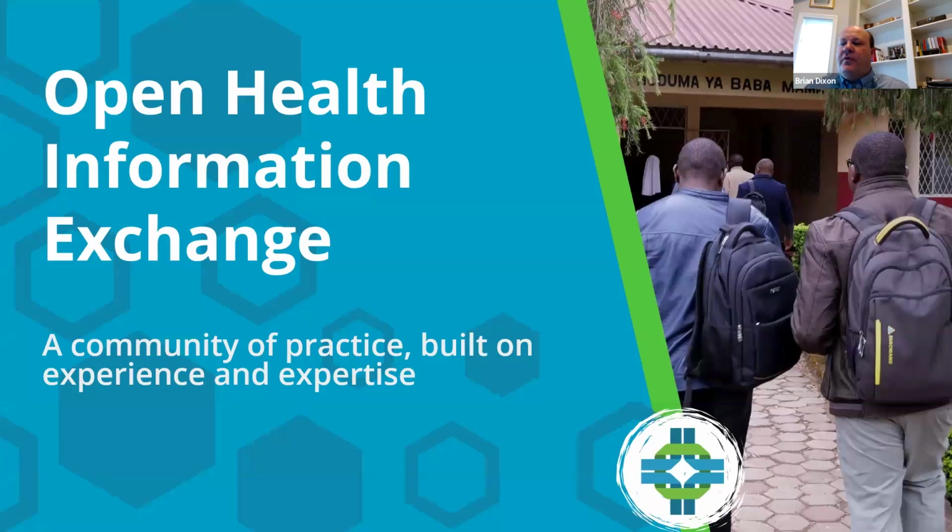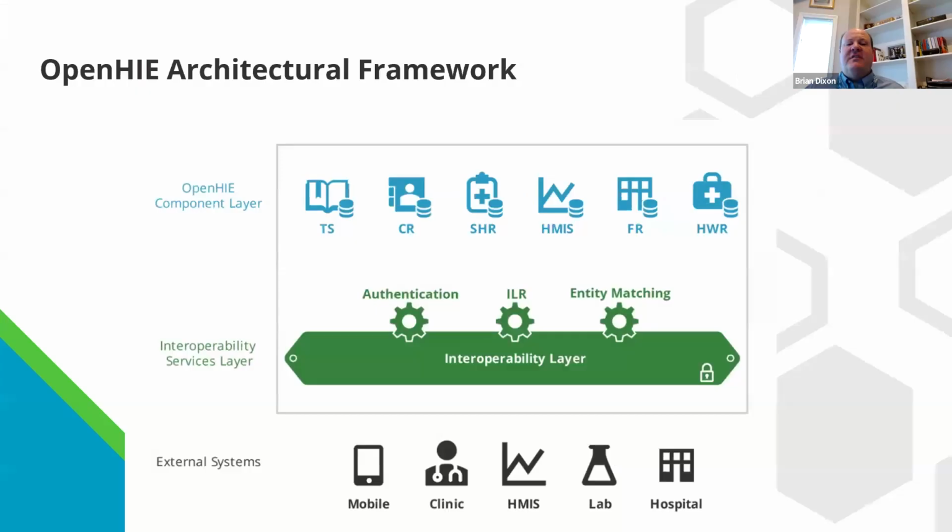Okay, next I wanted to briefly mention Open Health Information Exchange, which is another project that we've been working on to build communities of practice around interoperability. I mentioned that we have this architectural framework that the community has developed, and there are multiple components to it. If you are thinking about interoperability at the national level, what are the components that go into that? How can you connect them together to support things like population health?